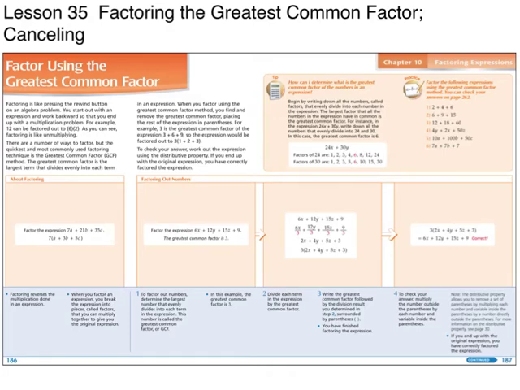Okay, this is lesson 35 in Saxon's Algebra 1, 3rd edition. This lesson covers two different topics. One is factoring the greatest common factor, and the other is canceling. Yesterday we talked about finding the greatest common factor, but today we're going to take that one step further, as we so often do, and we're going to factor an expression, factoring out the greatest common factor first.